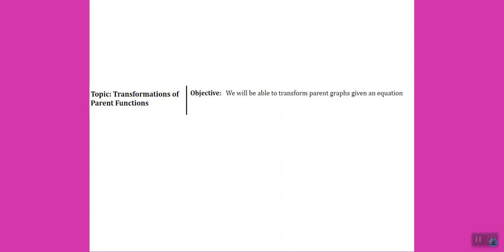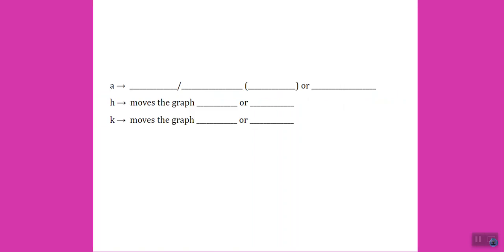Today we're going to be learning about transformations of parent functions. Our objective is that we'll be able to transform parent graphs given an equation. So there's three values that we're going to see in our equations today: A, H, and K.